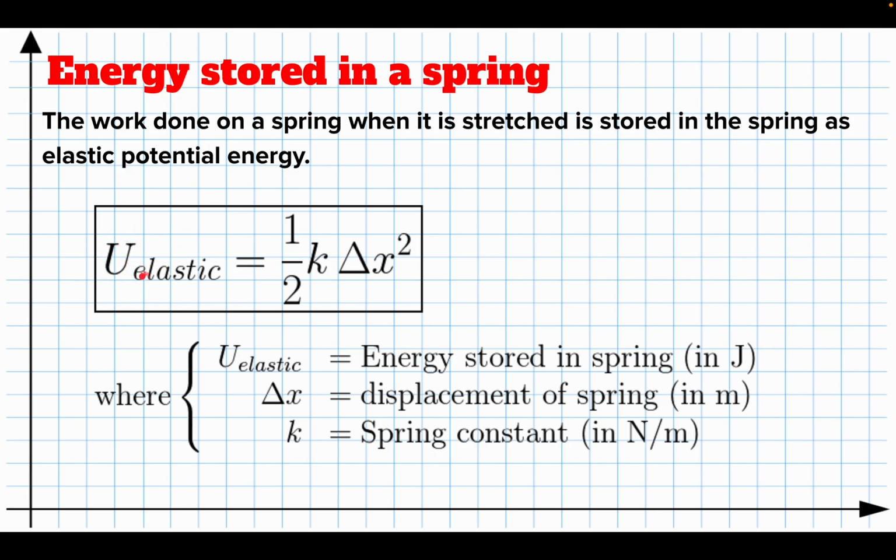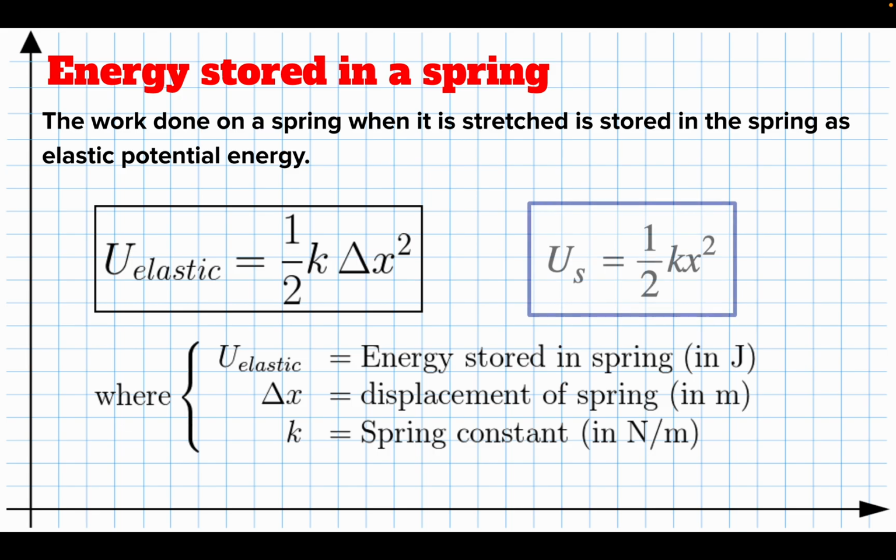We're going to use a little elastic here to represent the energy stored in a spring or a rubber band or any media that can stretch. And that's in joules. And it turns out if you work out the units, newtons per meter times meter squared is newtons times meter, which is a joule. So it has the right units.